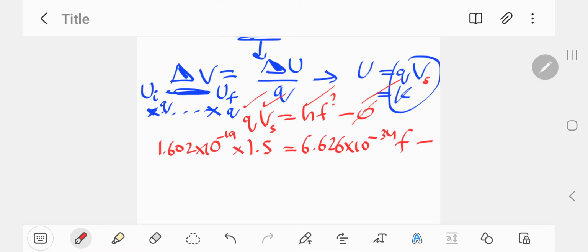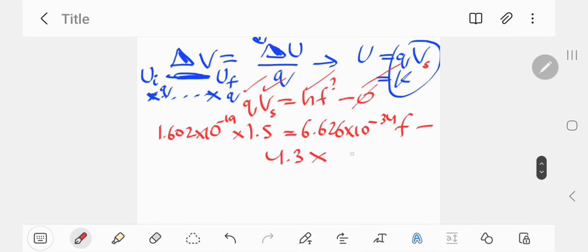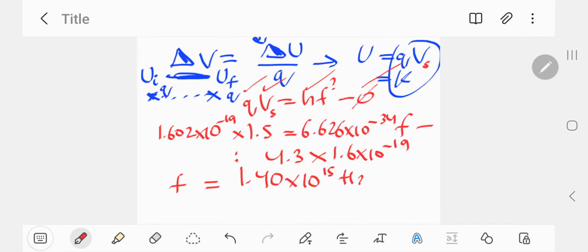So phi is 4.3 electronvolts. To convert that into joules, you multiply by 1.6 times 10 to the minus 19. Just look at the data sheet. And all you have to do now is use algebra. I'm going to skip some steps to find f. Doing the maths, you'll get this number, 1.40 times 10 to the 15 hertz.